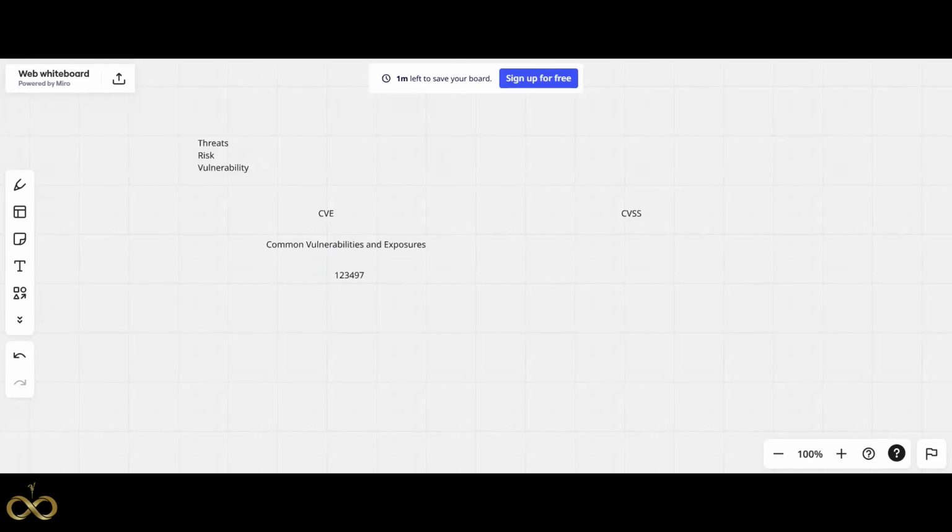Why do you think this was necessary? Giving it a number and making it unique all around the world. People can identify the same vulnerability everywhere. It's a common vulnerability. Right, to avoid confusion, keeping a common name or a common ID.